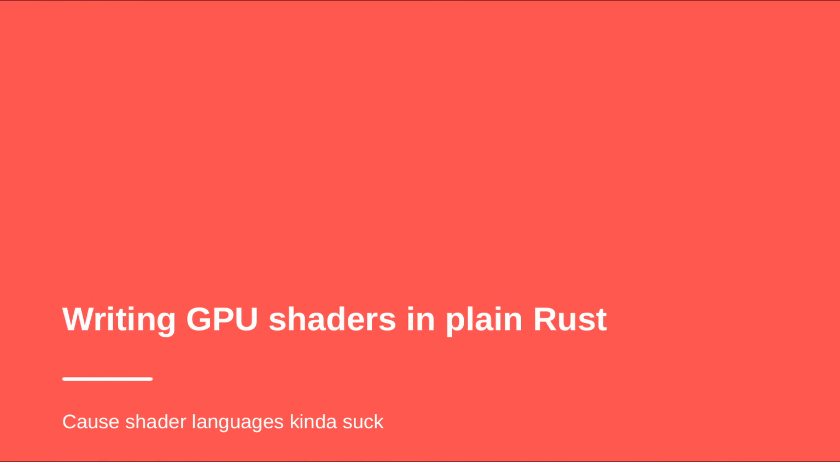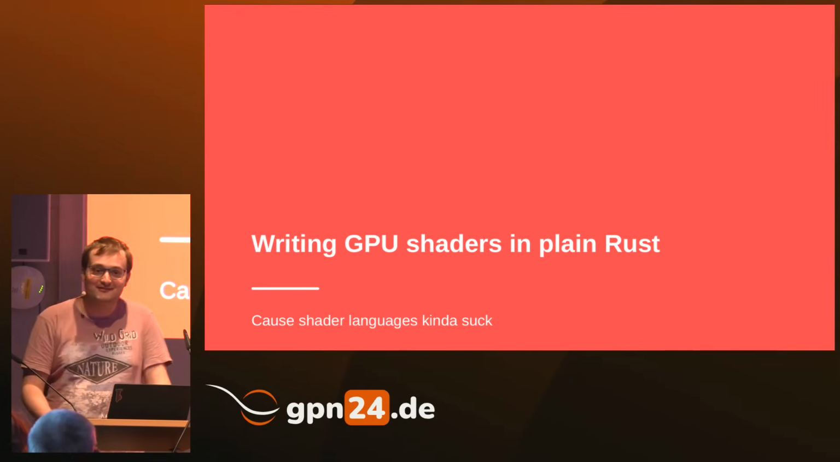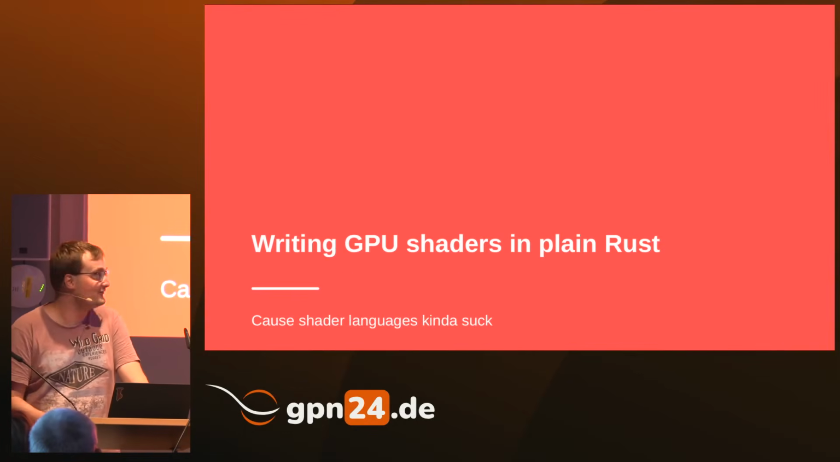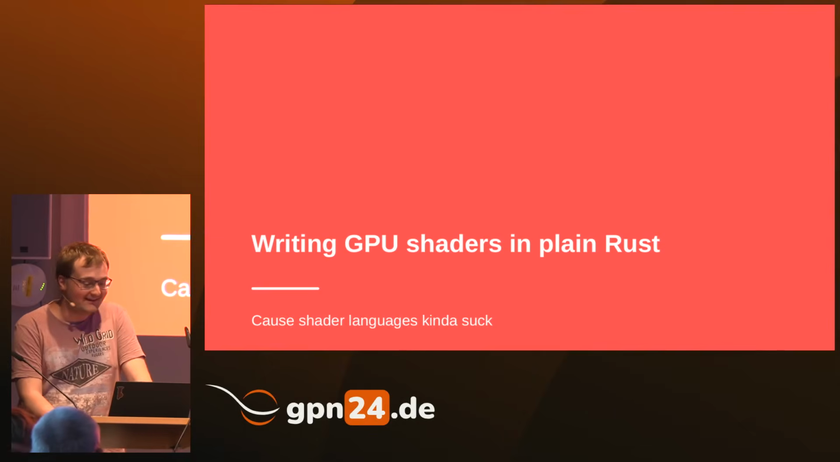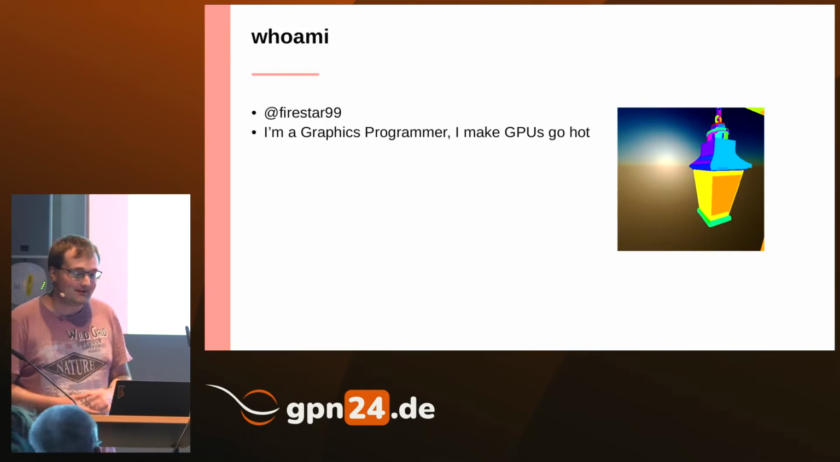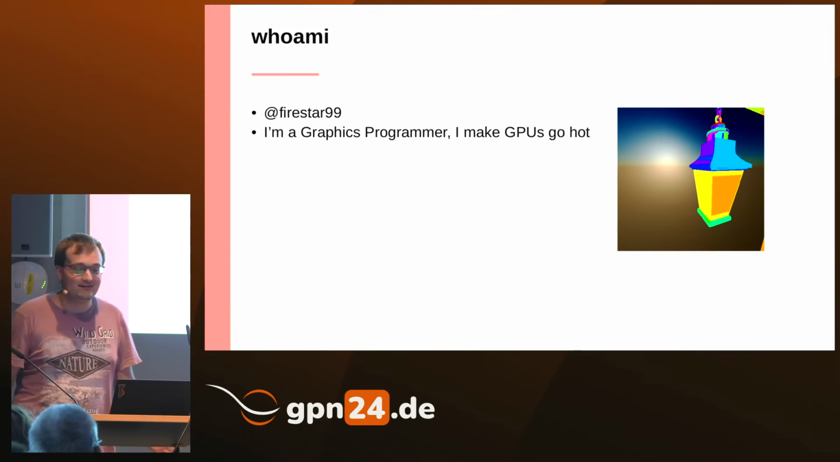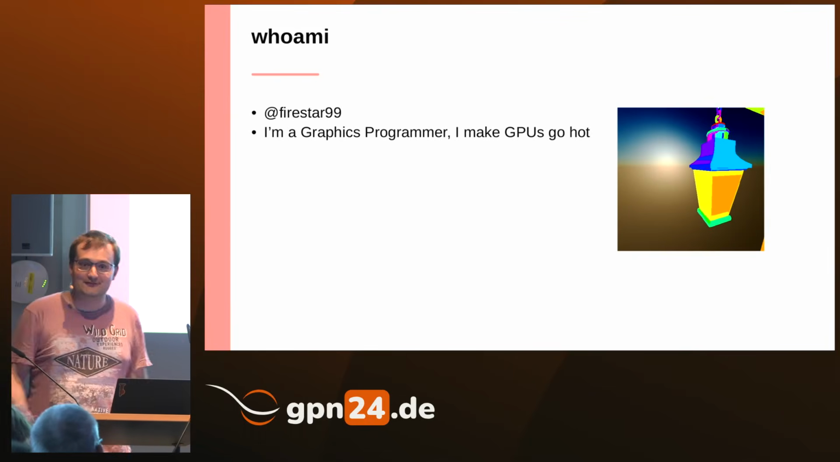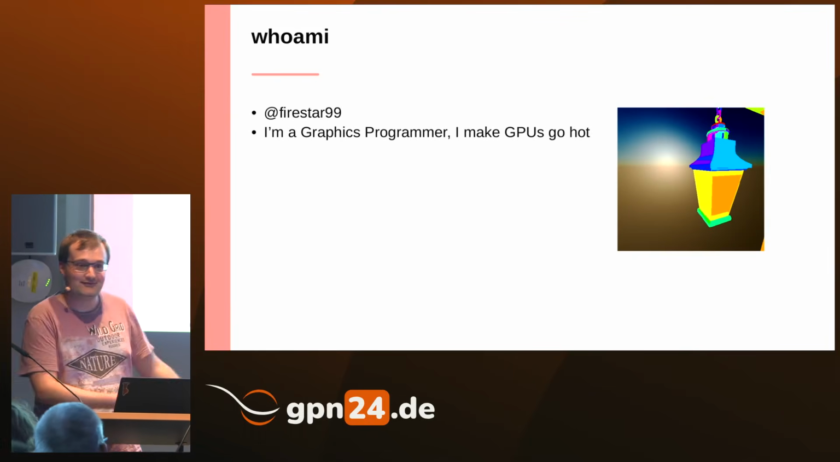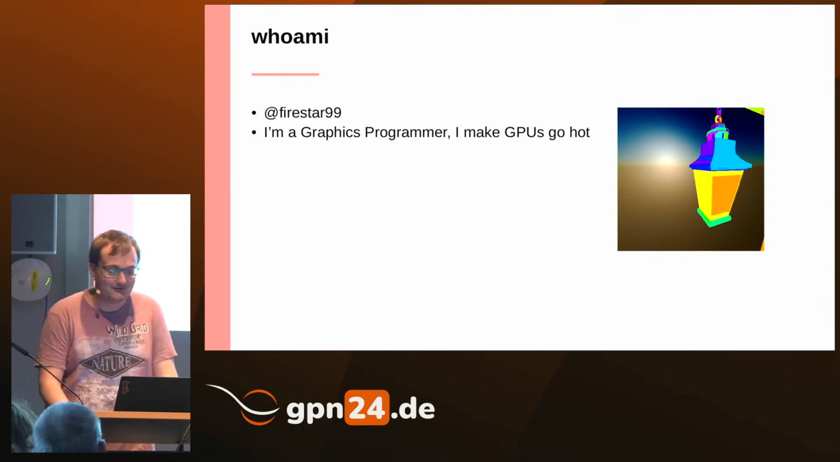So, writing GPU shaders in plain Rust, because honestly, most other alternative shader languages kind of suck. So who am I? Well, I got online as Firestar99. I'm a graphics programmer, right? I just make stuff that runs on GPUs and make GPUs go hot.